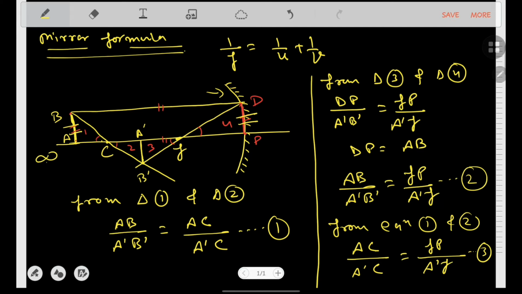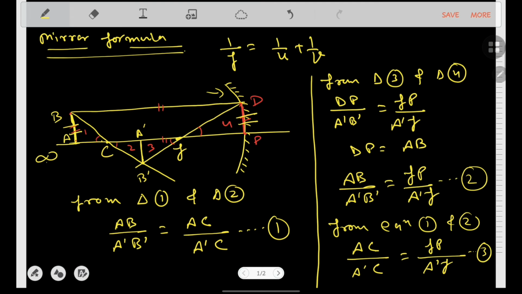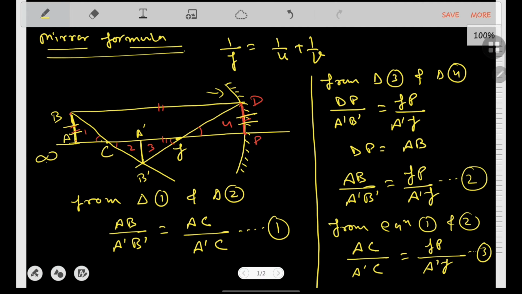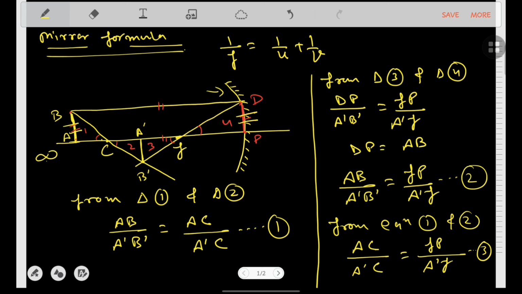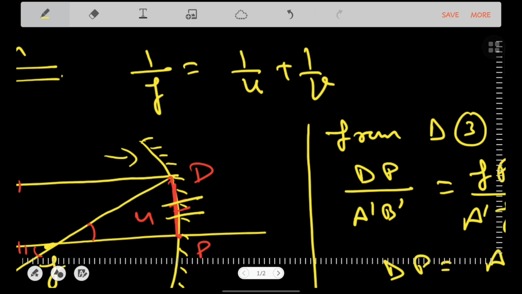Now the third equation we can follow here also. We can copy this one. AC upon A dash C is equal to FP upon A dash F. Let me write it once again. Now here we actually know the three values, that is F, U and V, which is F the focal length, U the distance of the object from the mirror, and V the distance of the image from the mirror.